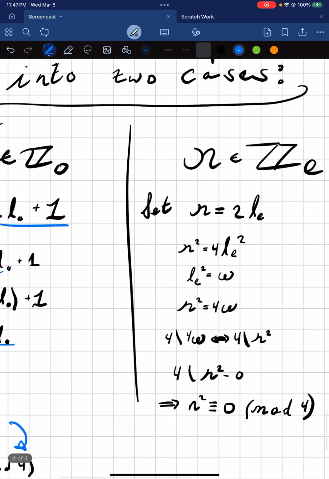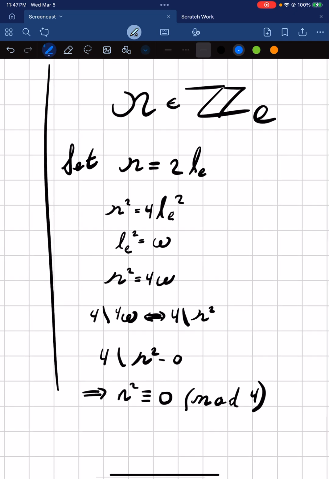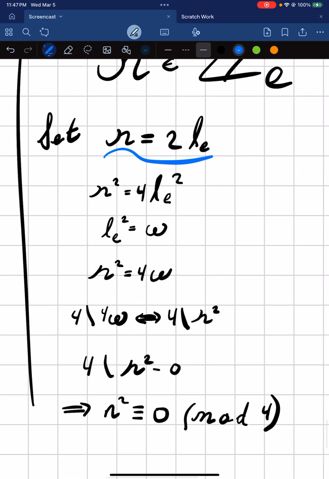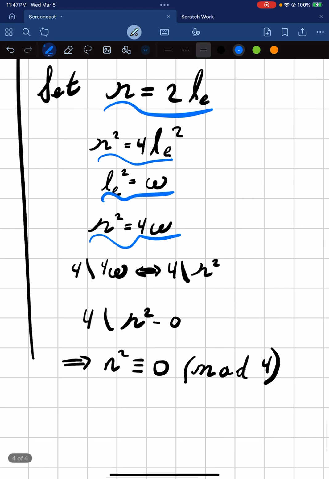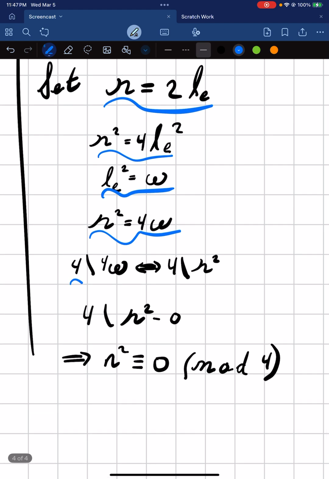Now let's move on to the case where n is even. If n is even, we can let n equal 2l_e for l_e even, where l_e is any arbitrary integer. We now see that n squared equals 4 l_e squared. Let us say that l_e squared equals omega. Now we can say that n squared equals 4 omega, and we can see since 4 divides 4 omega, that implies that 4 divides n squared.